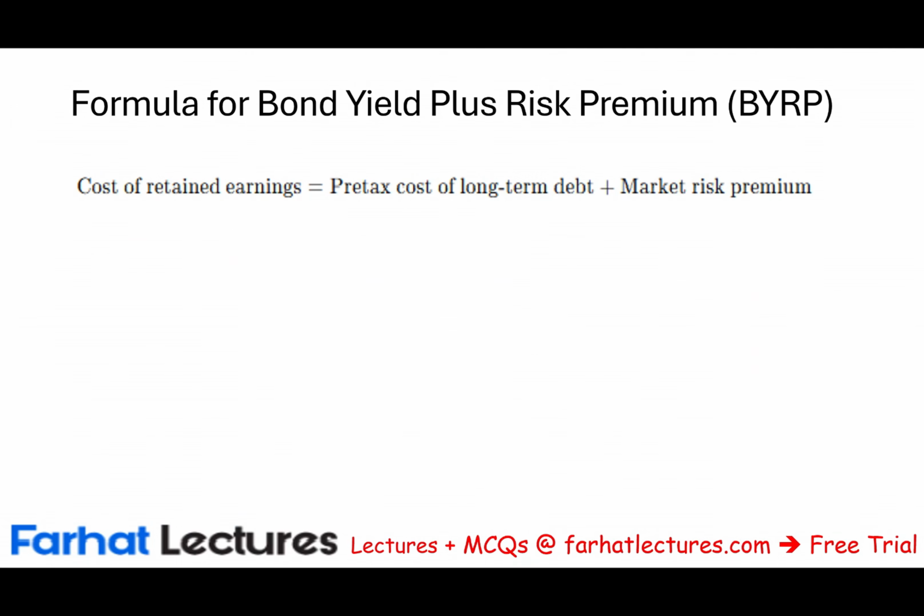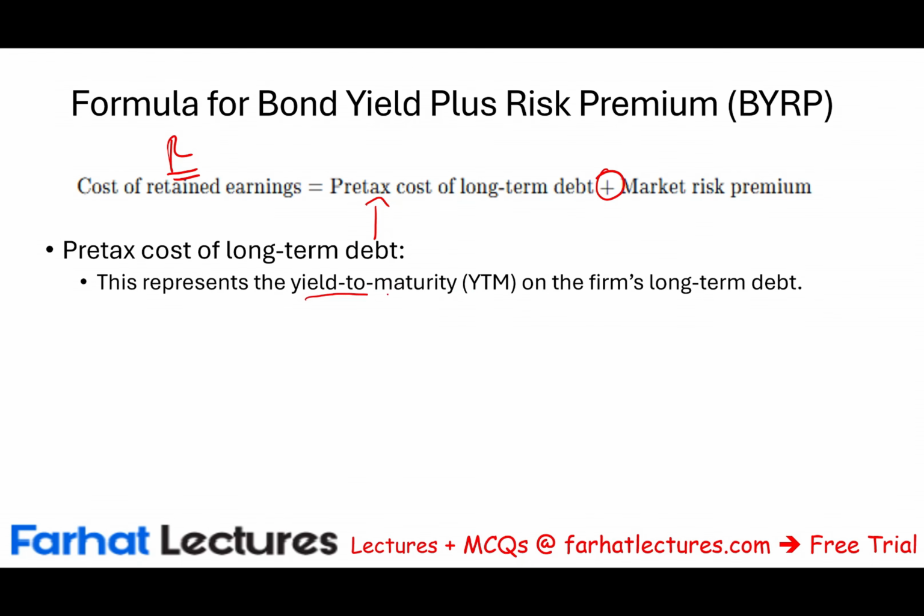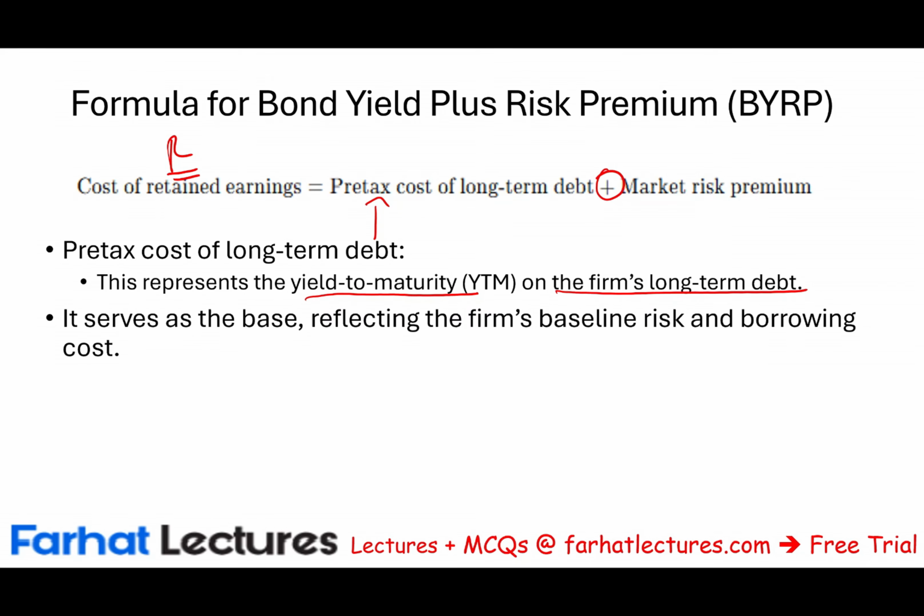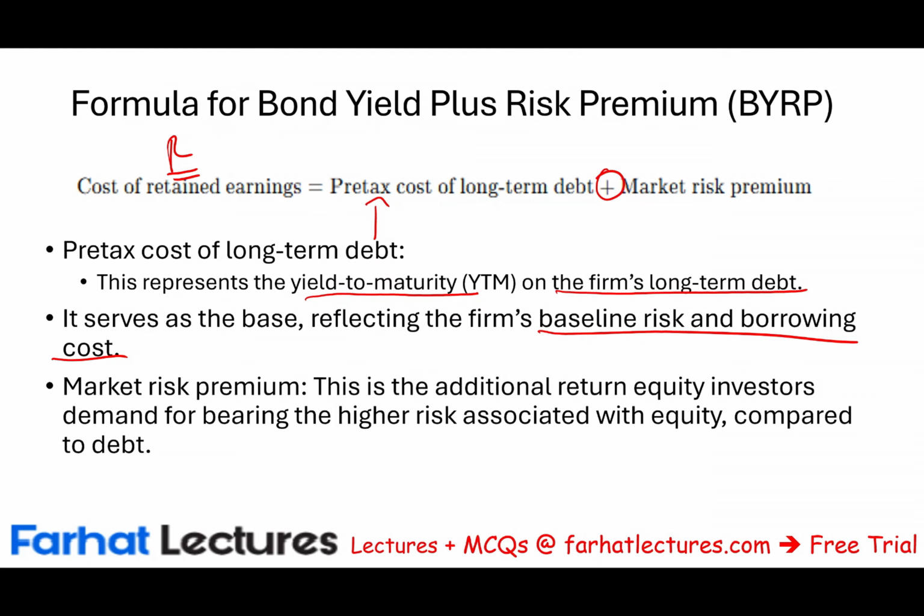Starting with the formula, the cost of retained earnings, or simply put, how to compute R, you will take the pre-tax cost of long-term debt, before you factor the tax, and you add to it the market risk premium. So what's the pre-tax cost of long-term debt? It represents what we call the yield to maturity on the firm's long-term debt. How much it's costing you to borrow long-term debt. It serves as the base, reflecting the firm's baseline risk and borrowing costs. So that's the base. Then what we do, we add this risk premium. What's that risk premium? This is the additional return that the equity investors want to earn for bearing the higher risk associated with equity compared to debt.